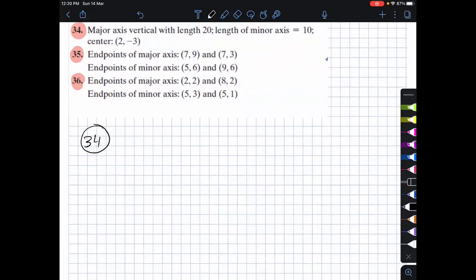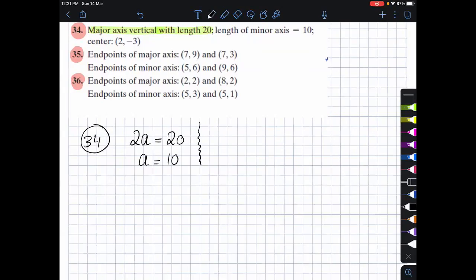It's given the major axis. The major axis is vertical with length 20. But 2a equals 20, and then a equals 20 divided by 2 equals 10. Of course, a squared will be equal to 100 under y squared.